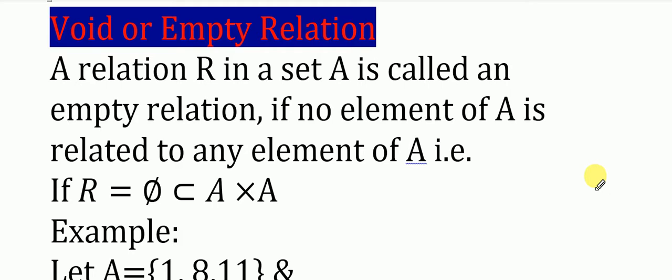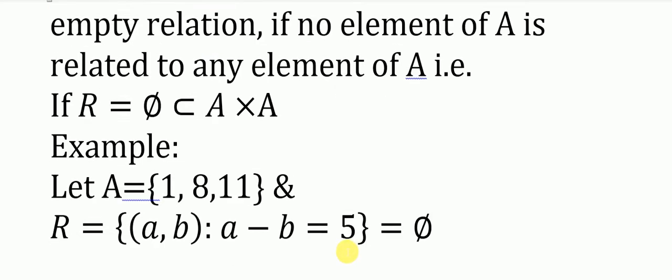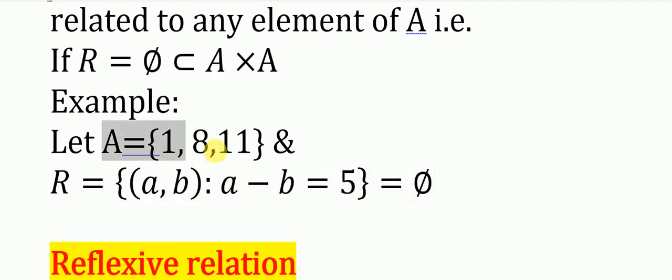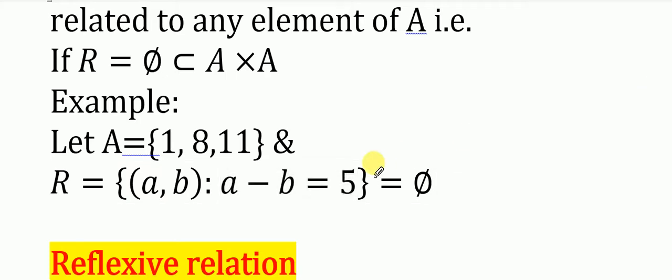So that is R is equal to the empty relation, which is a subset of A cross A, because the empty set is considered as a subset of every set. So here let us take an example: A is equal to {1, 8, 11} and R is equal to the set of all (a, b) such that a minus b is equal to 5. I have to write all the elements from set A whose difference is 5, that is, the first element minus the second element must be 5.